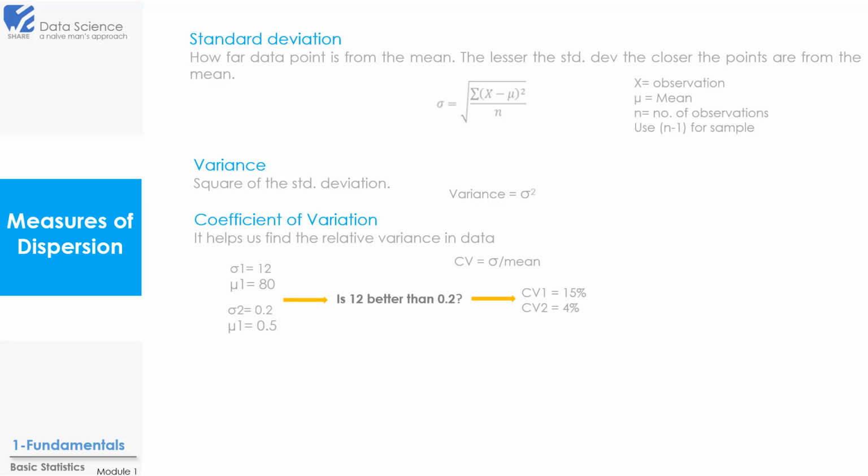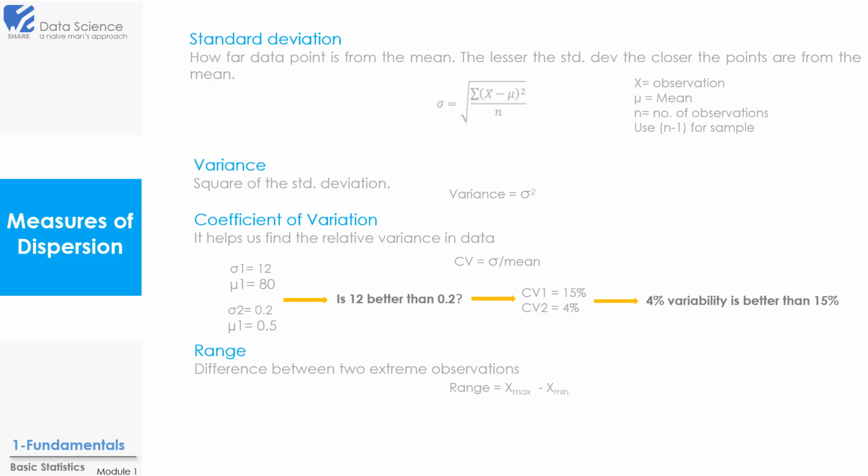So to address this problem, we use coefficient of variation. We use the above formula and find CV1 for sample 1 and CV2 for sample 2 as 15% and 4% respectively. Now the advantage of CV is that we can compare it in absolute terms. Hence we can tell that 4% variability is better than 15%, and we can conclude that sample 2 is better than sample 1.